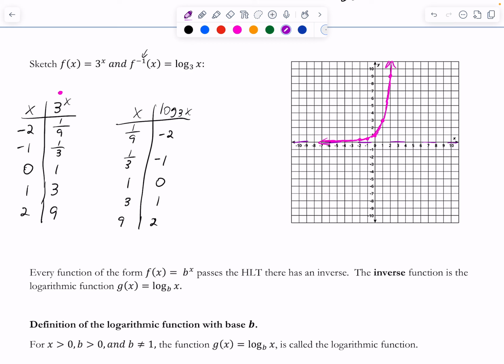All right, and then let's graph the other one. This one I'll do in blue. So I have (1/9, -2), (1/3, -1), (1, 0), (3, 1), and then (9, 2). So something like this.